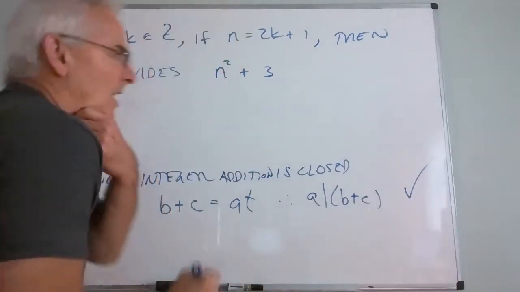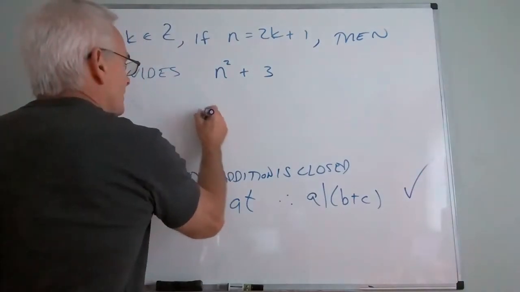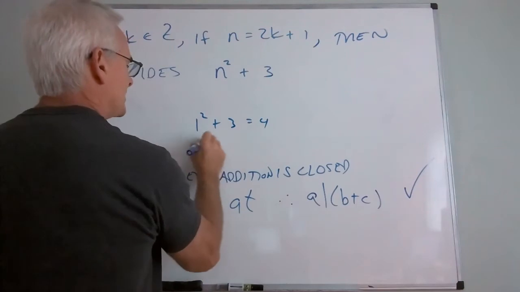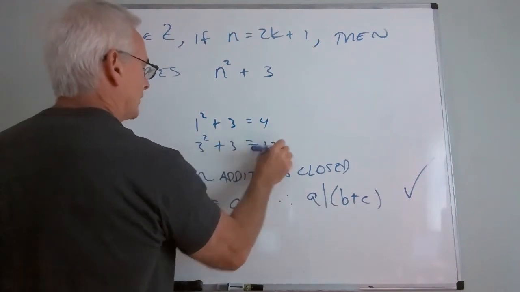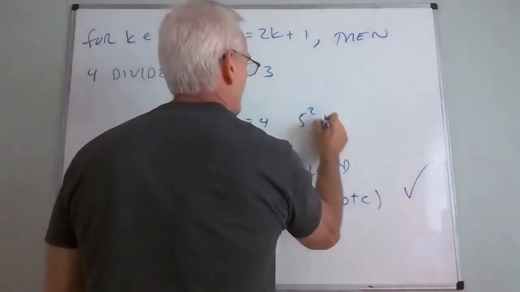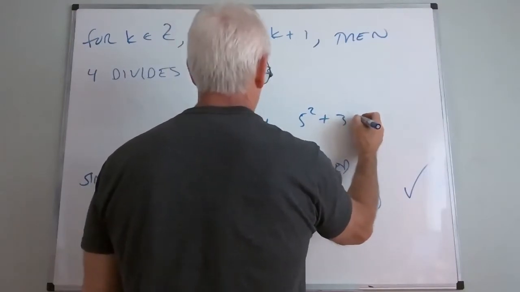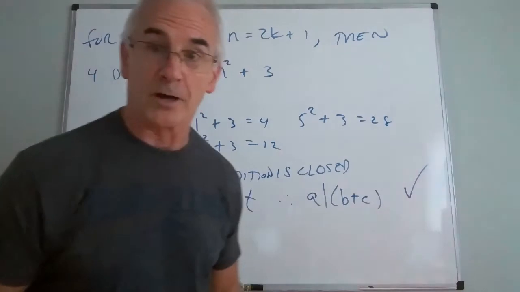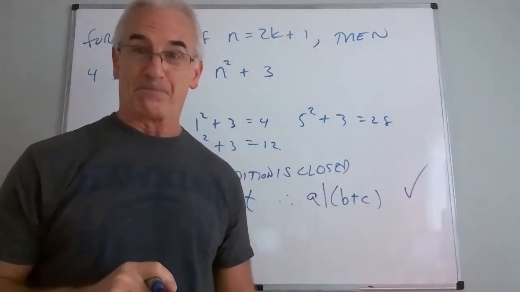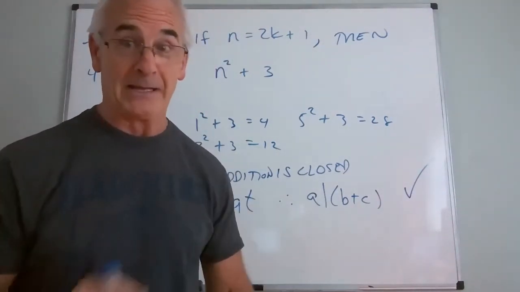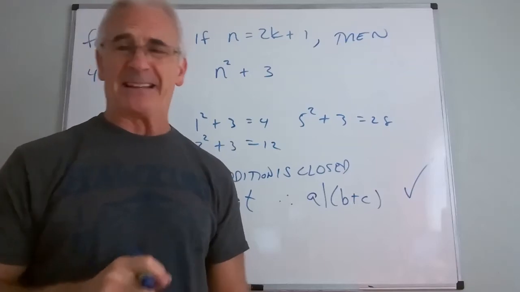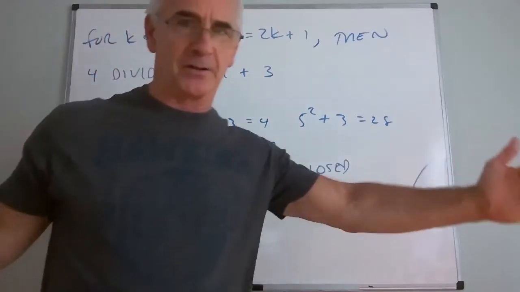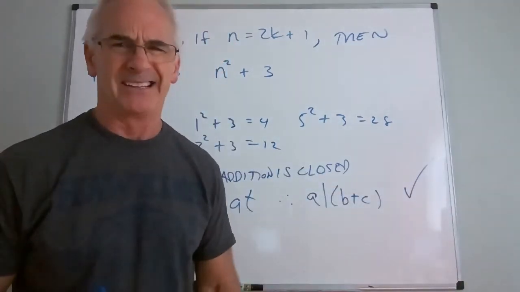Now, I can try examples all day long. Okay, wait, let's see. What if my n is 1? So 1 squared plus 3 is 4. Okay, that works. 3 squared plus 3, that's 12. Well, that works. 5 squared plus 3 is 28. That works. So I'll just run through all of the odd integers. That should do it, right? I'll run through all of them. That might take a little while. That might go into the next class, when I go through the entire set of odd integers.